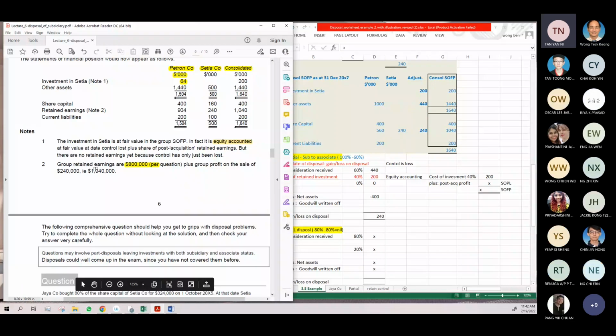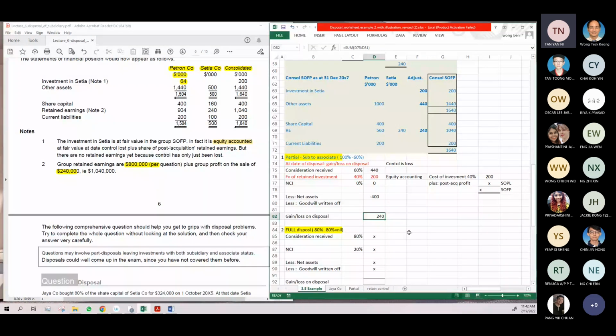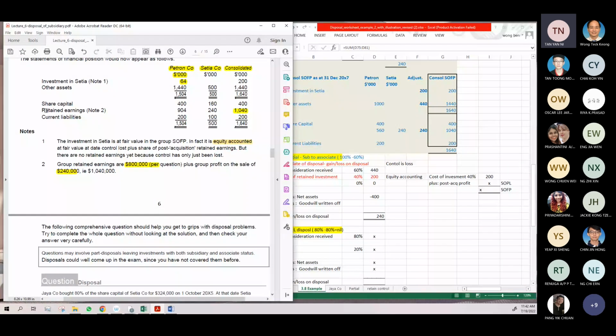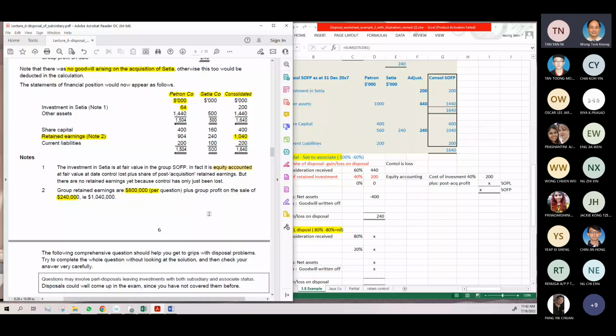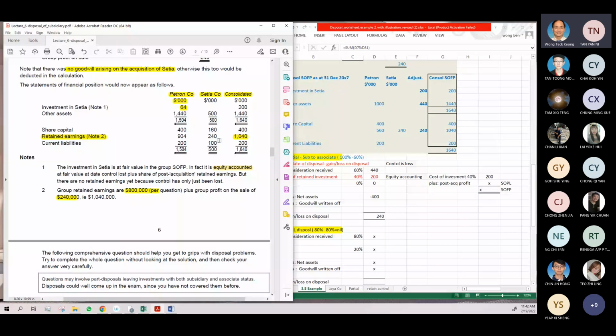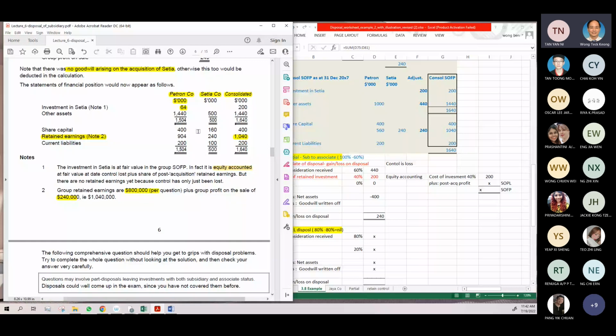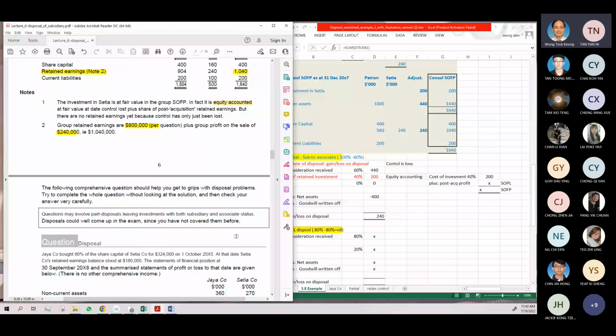Okay. So you get 1040 here. Okay, because at this time it is still a 100% subsidiary, so no NCI. Only on 1st January X8 that is full. Okay, no question? You go to one more example here.